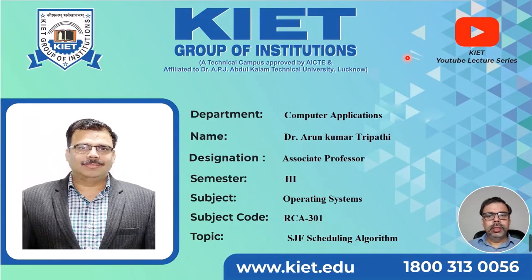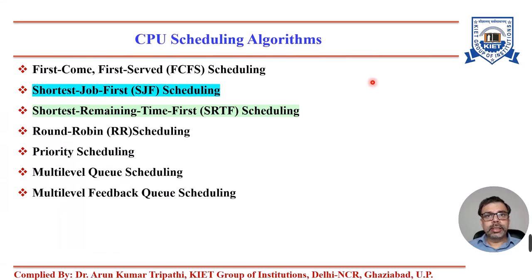Hello students, today I am going to cover the second algorithm of CPU scheduling, that is SJF, shortest job first. It is a special algorithm in which the shortest job gets the priority. The SJF algorithm can be further divided as SJF and SRTF.